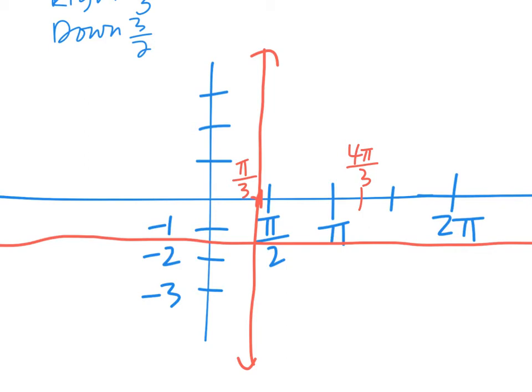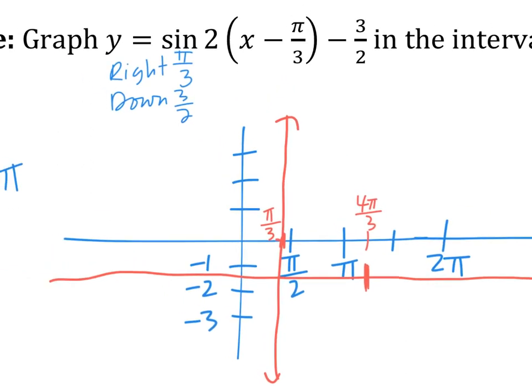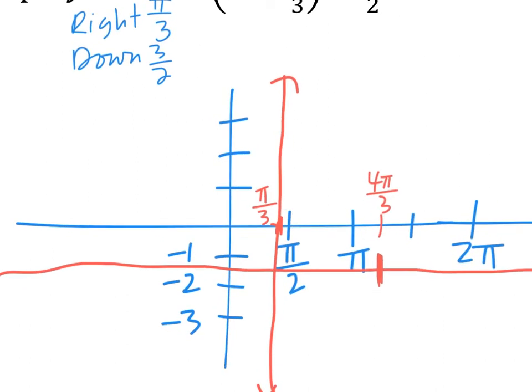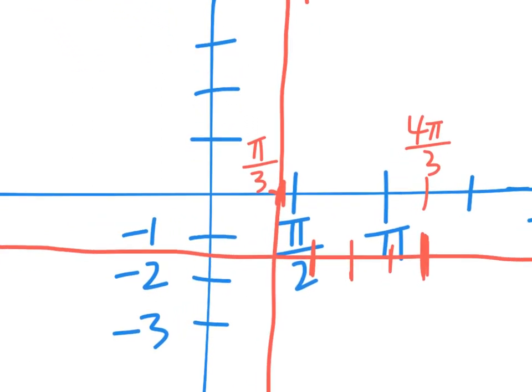Okay, 4 pi over 3. A little bit bigger than pi, but smaller than 3 pi over 2. Ooh, okay, from here, we're going to graph sine. Okay, we moved the axis over pi over 3. The period is pi, so pi plus pi over 3 is 4 pi over 3. Halfway.